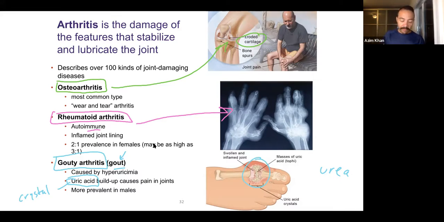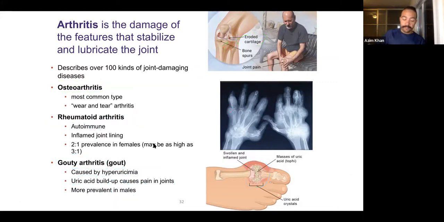This tends to be more prevalent in males, caused by hyperuricemia. That means an elevated level of uric acid in your blood. When you see the word emia, I-M-I-A or E-M-I-A, or the root word emia, like anemia, it's referring to blood. All right, 3 examples of arthritis and what causes each one of them.